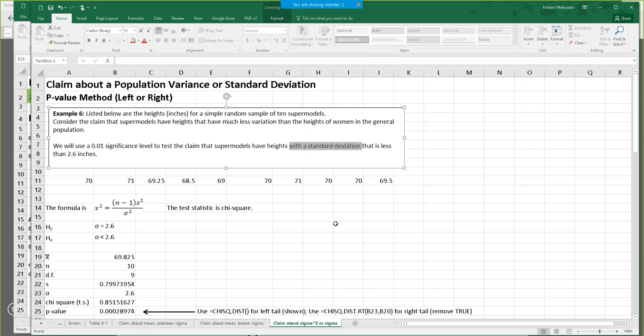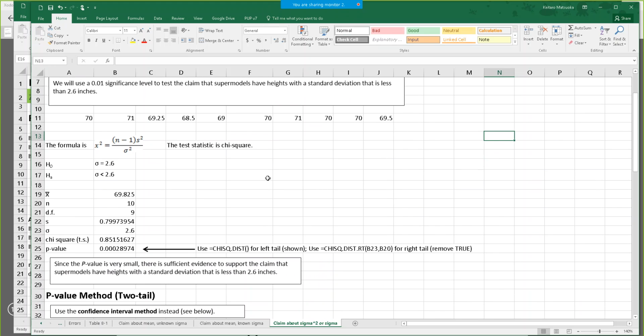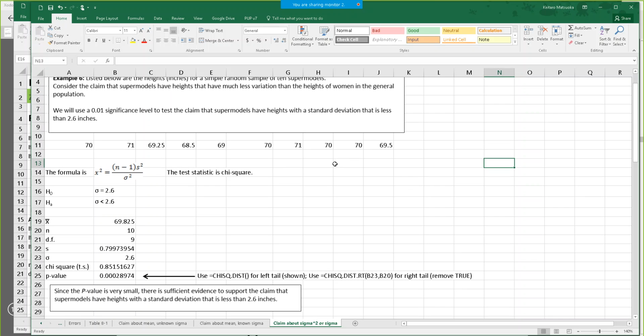So be careful which table you're going to be using. It depends on the problem. So in this case, it's explicit standard deviation. You could say variance, either one. Just come here and use it. Okay. So the formula for chi-squared is this: n, s, and then sigma. Okay. So the claim is that the supermodels have standard deviation of height less than 2.6 inches. Okay. The null hypothesis, no, it's actually 2.6.